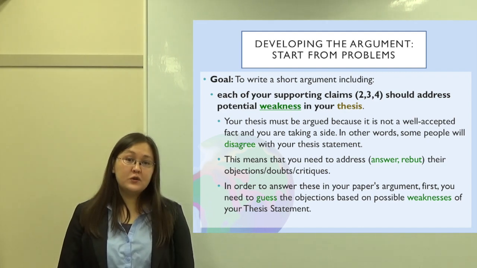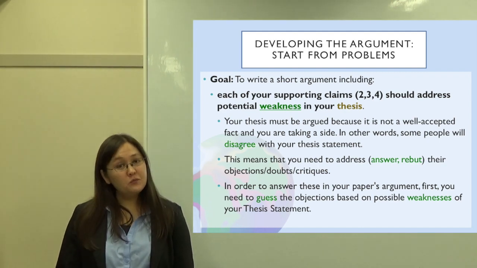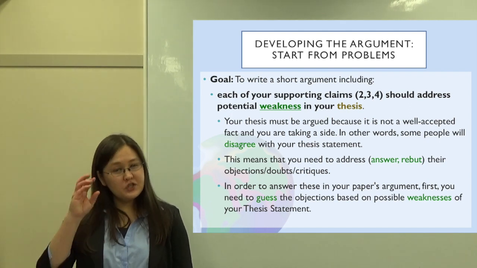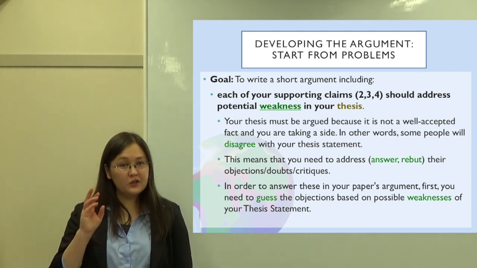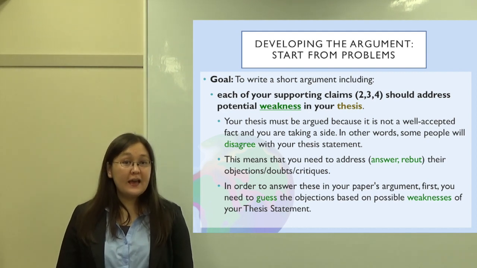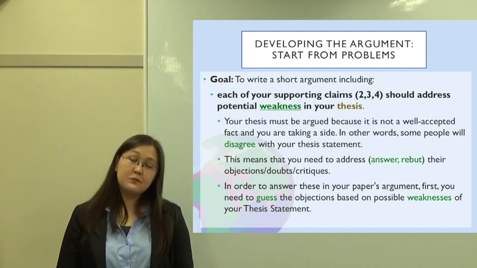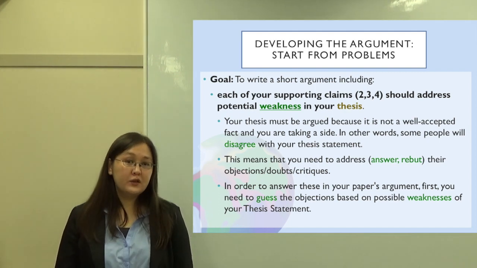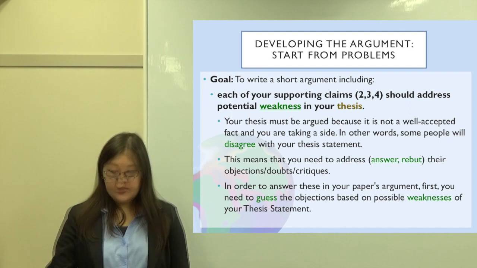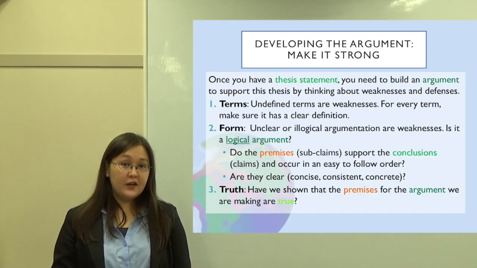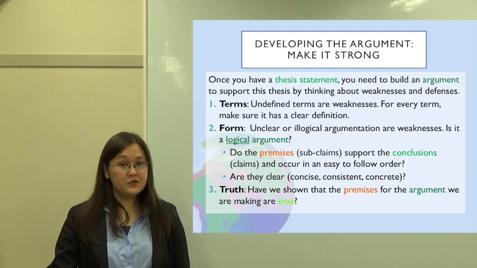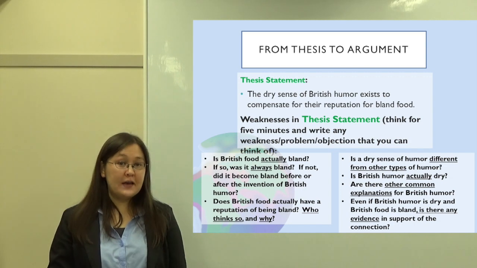So our goal was to make an argument in the previous flip. In the argument, each of the main points, your claims, should be answering, rebutting an objection, a possible weakness, or possible problem with your thesis statement. Things to consider and keep in mind are defining terms, the form, and truth. So let's look at a few examples.